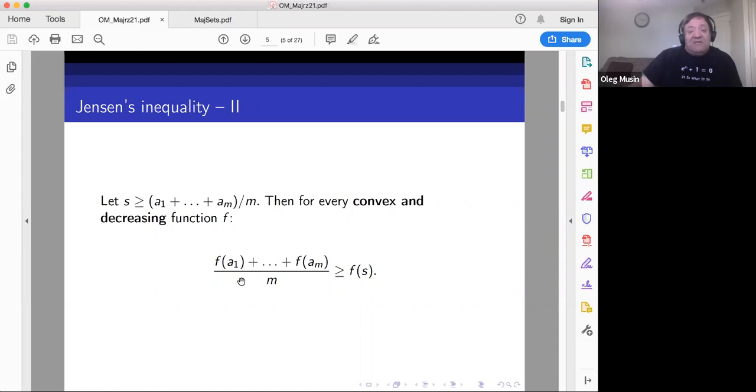In this case, the average of f of a_i, the mean value of f of a_i, is greater than or equal to f of s. It is not true for the case of just convex. You can imagine that because a convex function can also be increasing, and in this case it doesn't work. I don't know why people call this weak, but however, weak because we have some additional assumption. It's about decreasing.